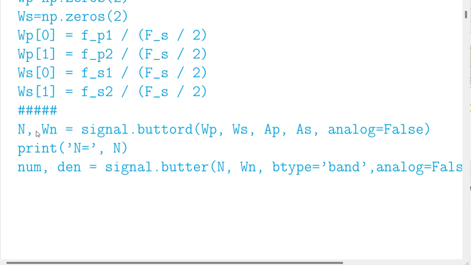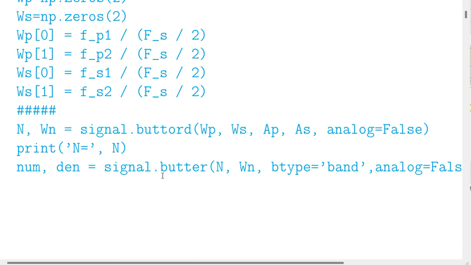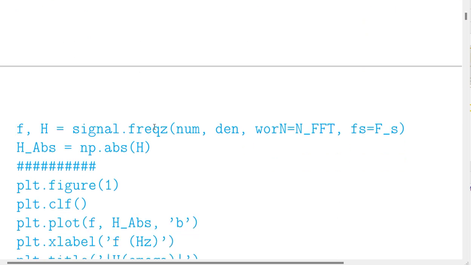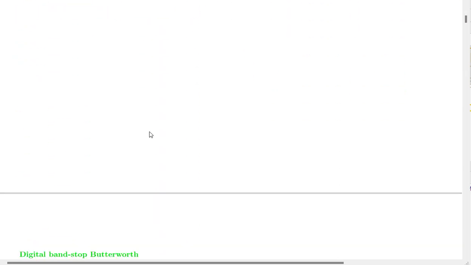Now, N and WN are computed from signal.buttord, WP, WS, AP, AS, analog false. This will be the same for all four types. But computing the num and denom from butter, N, WN, B type band, and analog false. And the rest is similar.